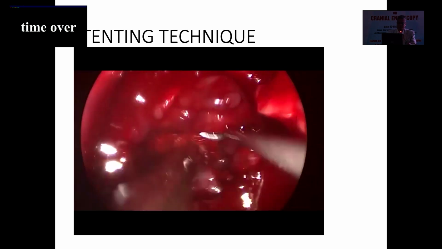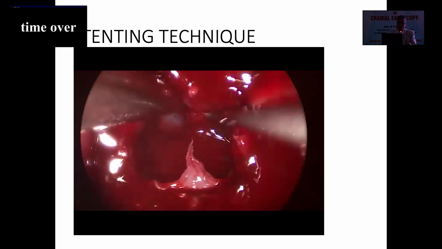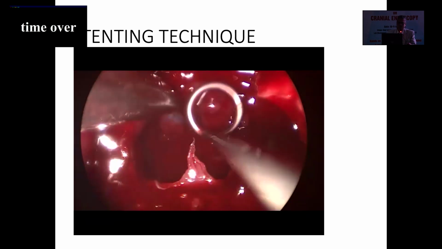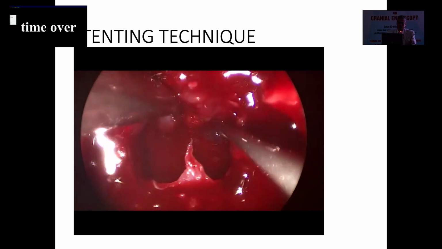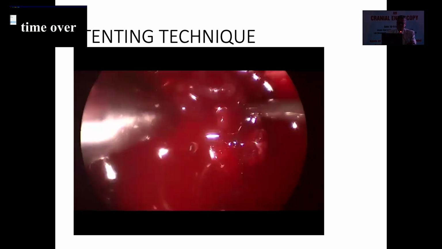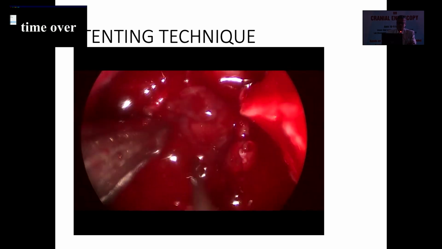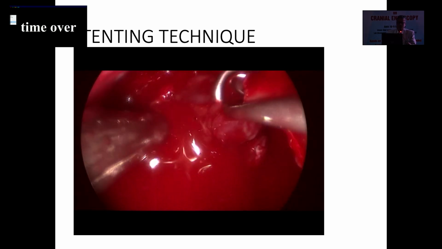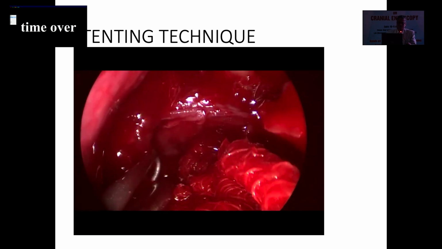I call this a tenting technique, and when you push it up, then you will start seeing the tumor along the sides. So ideally you should first remove the posterior part and then the lateral parts, but in big tumors there is always an inherent risk that the arachnoid will bulge and come in the way.